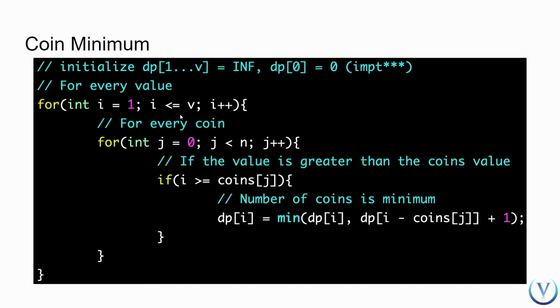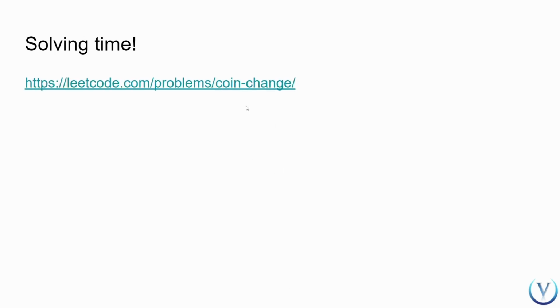For every value i less than or equal to v, we consider all the coins. Suppose we have n coins, then this for loop will loop through all the coins going from index 0 to index n minus 1. Then we minimize mincoin of i by considering mincoin of i minus that particular coin we're considering, plus 1. However, because i minus coins j might yield a negative value, we must put this conditional in order to make sure that we do not have a negative index that would crash our program. The time complexity for this is O(NV). You can solve this question over here.